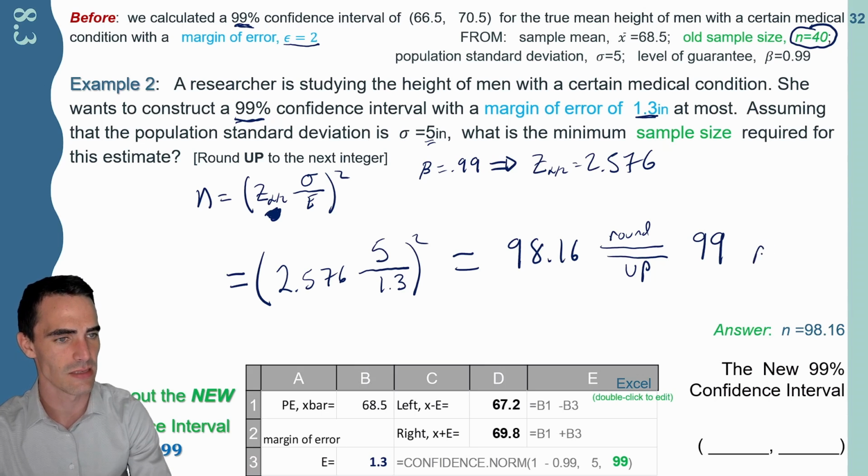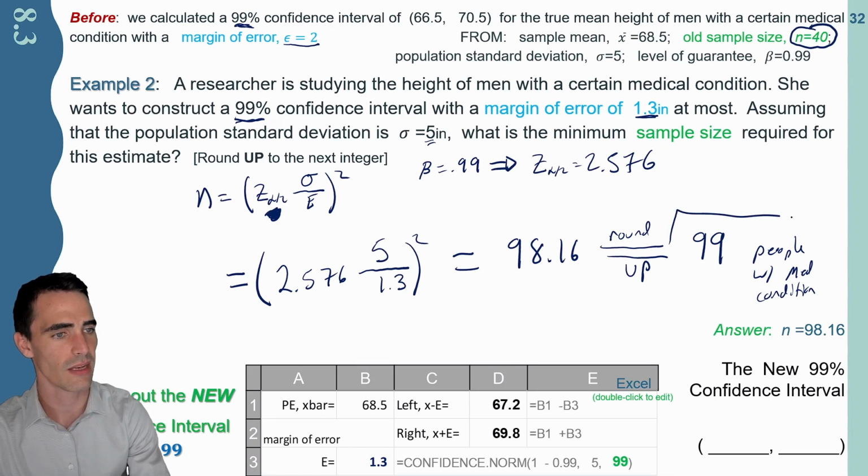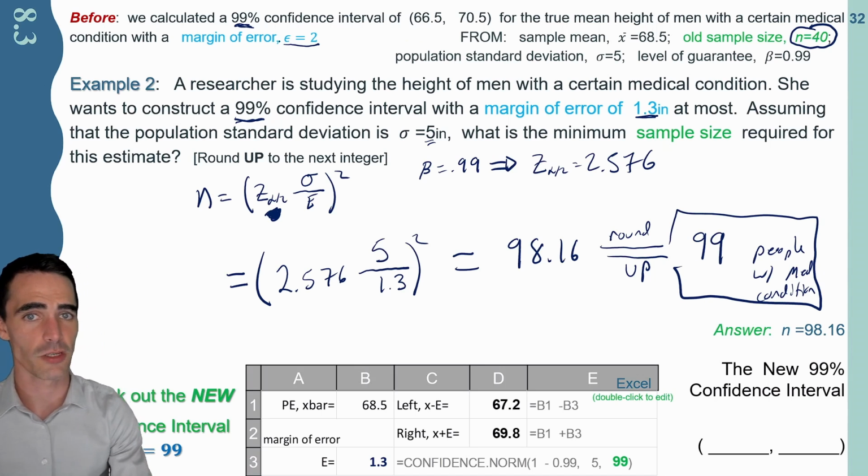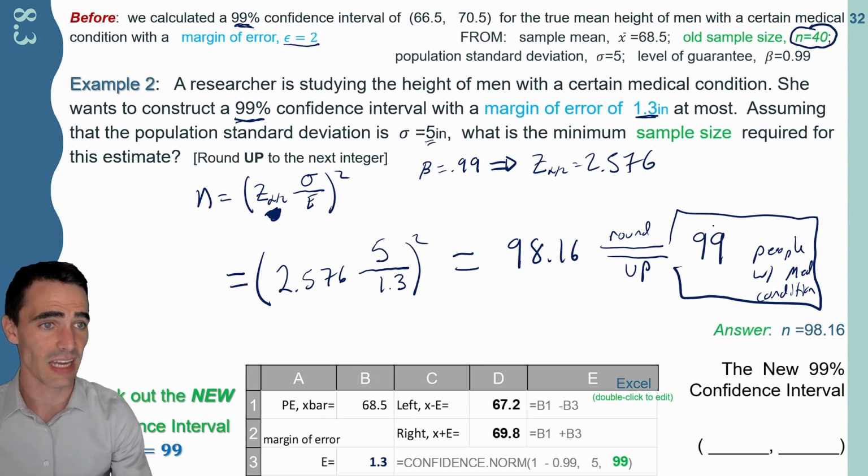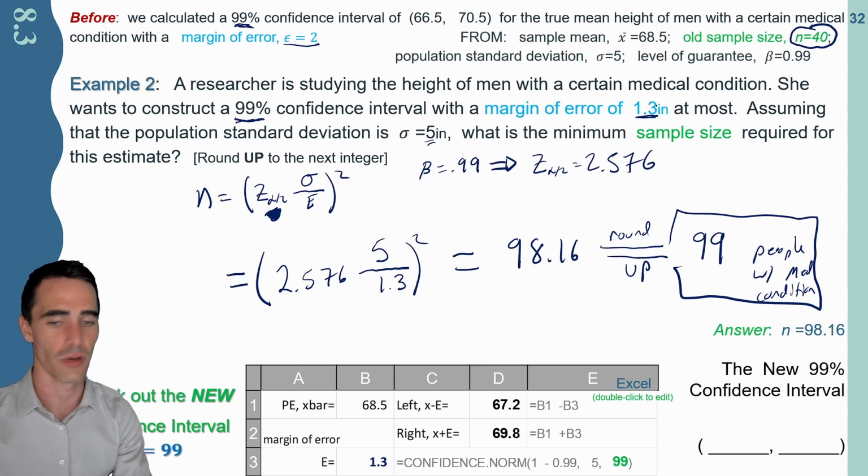In this case, this is people with a medical condition. 99 individuals is how big my sample should have been. So again, I talked to 40 and got a margin of error of 2. If I talk to 99, I'll have a margin of error of 1.3.